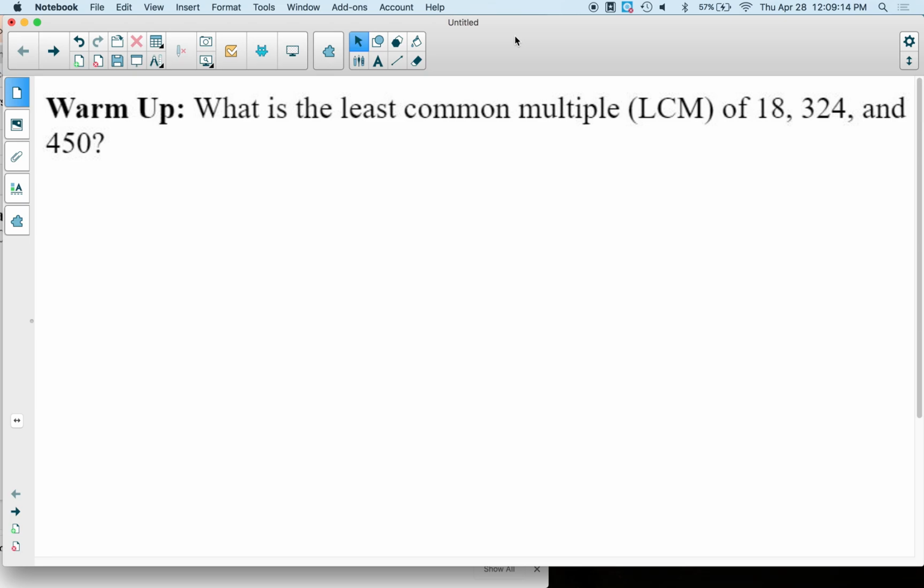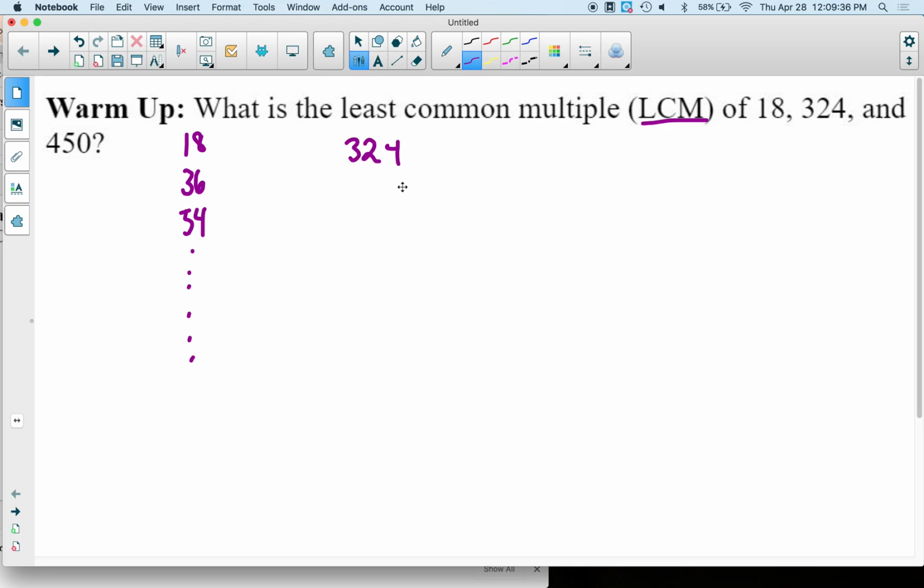Before we get into the notes, let's review what a least common multiple, LCM, is. Consider 18, 324, and 450. What's their least common multiple? To find a least common multiple, you just start writing out multiples of each number. So 18, 36, 54, you just keep going. For 324, if we double that, we would get 648, and we would just keep going.